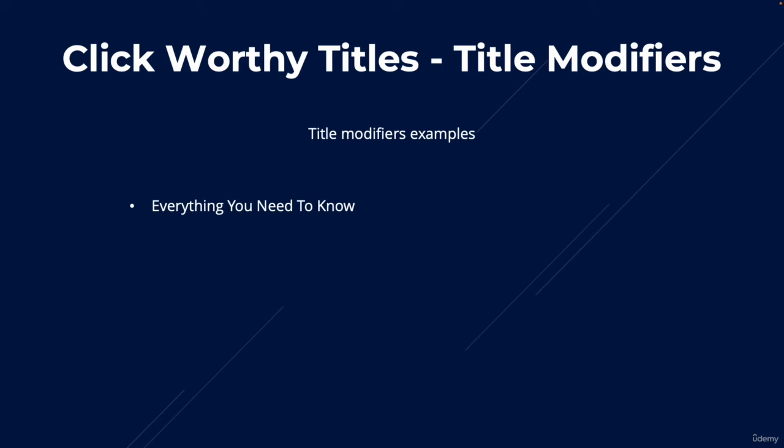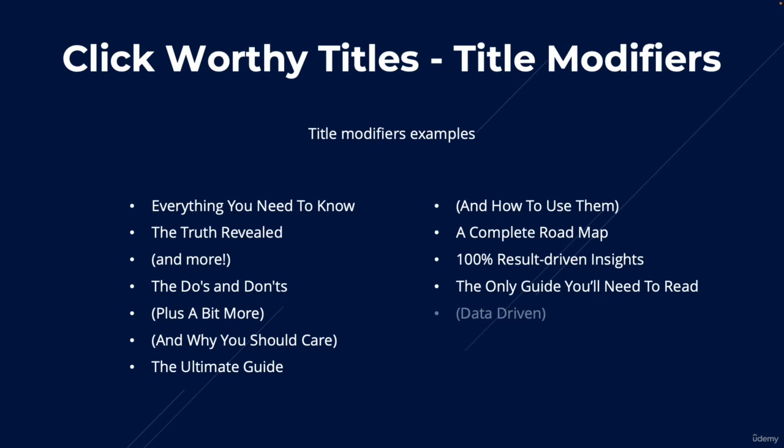You could have a title modifier of everything you need to know, or the truth revealed. Can you see how adding this to your title tag is going to make it more click-worthy and stand out from the crowd? I've got a lot more suggestions you can use when it comes to creating your title tag. And of course, you can create your own ones as well based on your specific niche. But pretty much the whole goal here is to make our title more click-worthy.